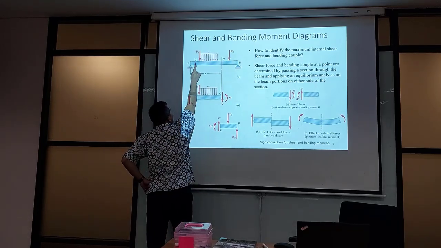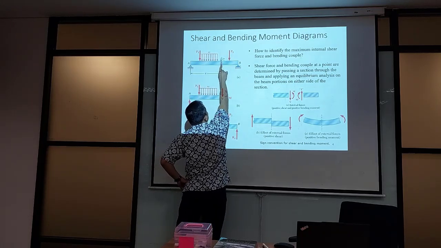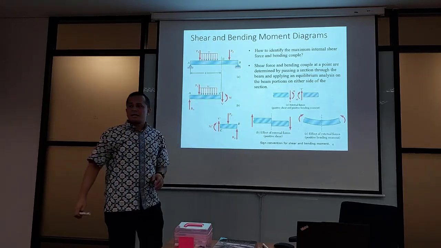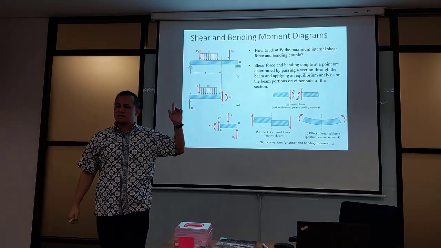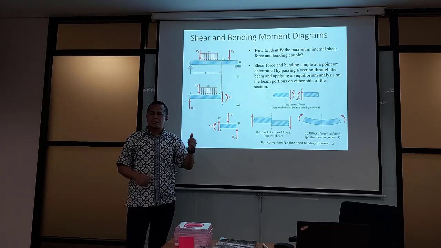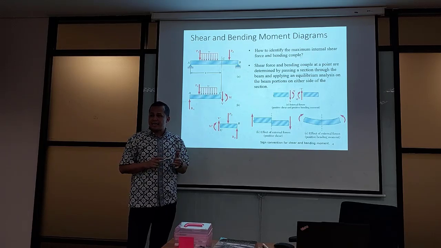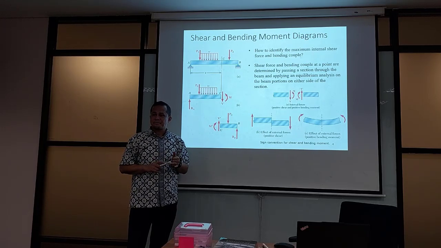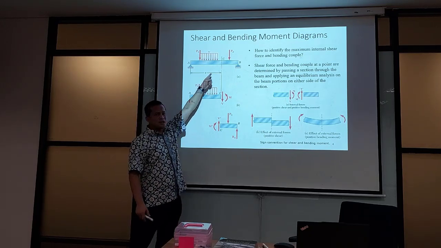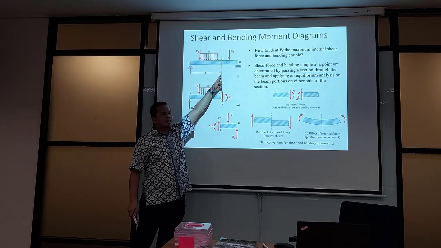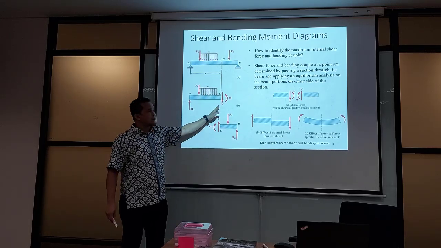Before the applied load, after the applied load. You would like to know what is the effect of that transverse force on the shear force distribution and the bending moment distribution. Okay? Suppose you are doing a partition or sectioning method at C. This is the picture.